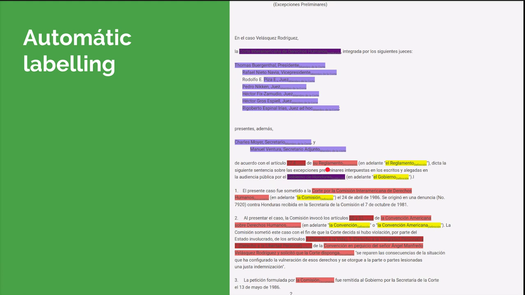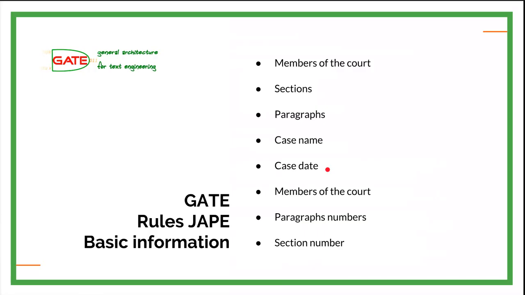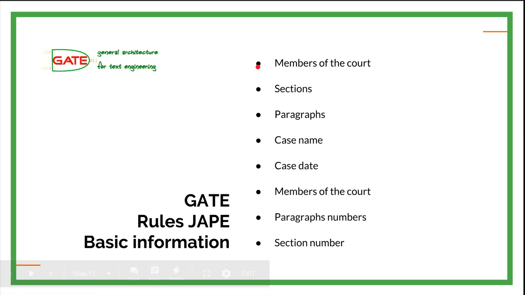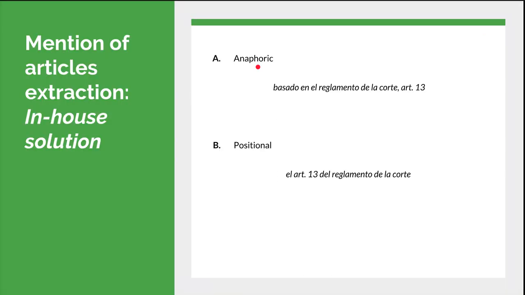In order to do this, we use two phases. The first phase is very generic. We use a system called GATE, General Architecture for Text Engineering, and this is the kind of information we extract. Very uniform, very formal. For the case of mentions to documents, we have to create our own tools.